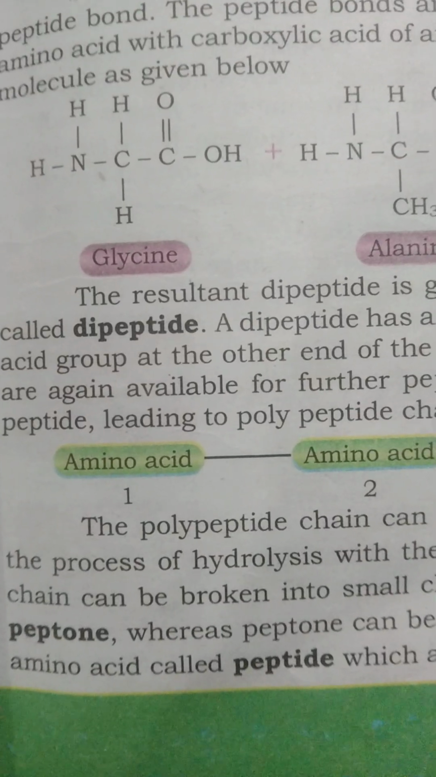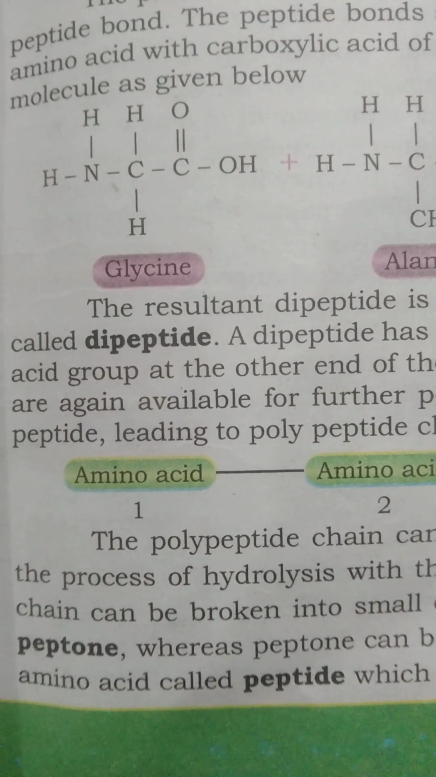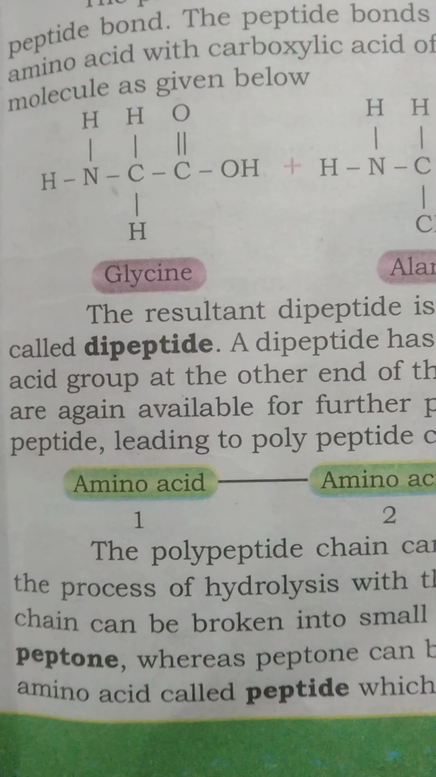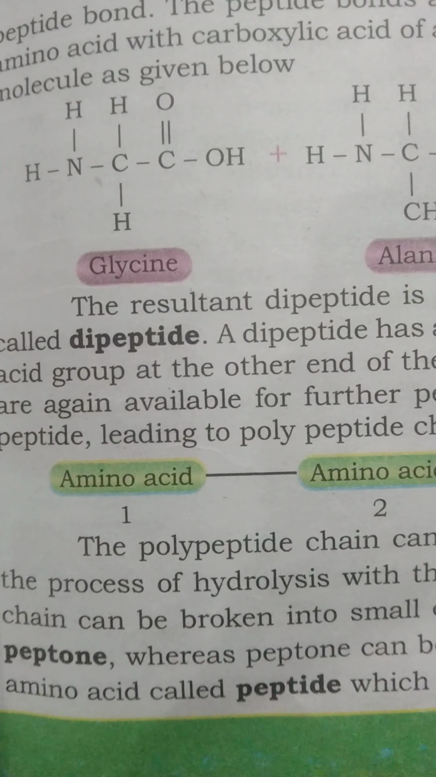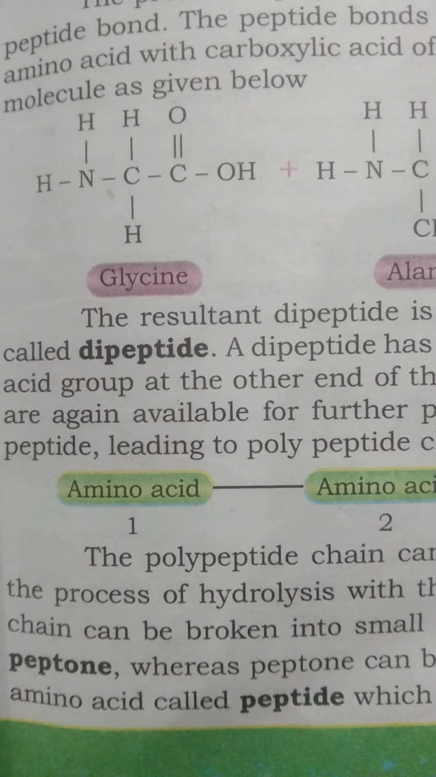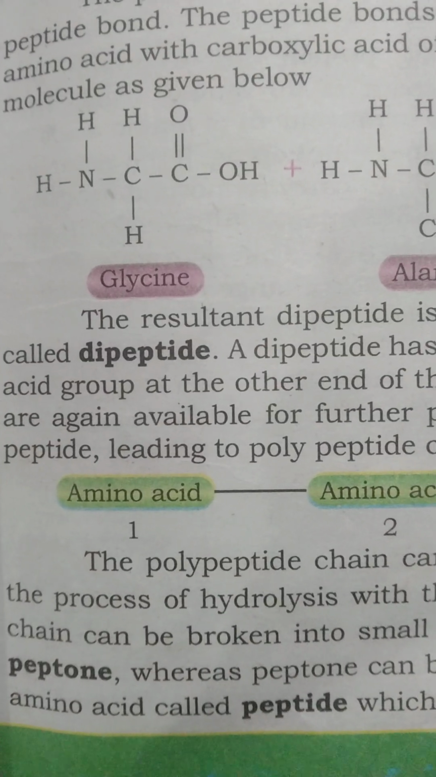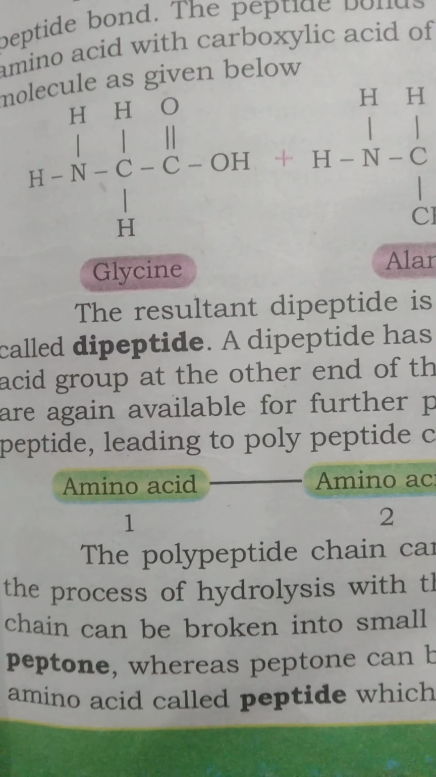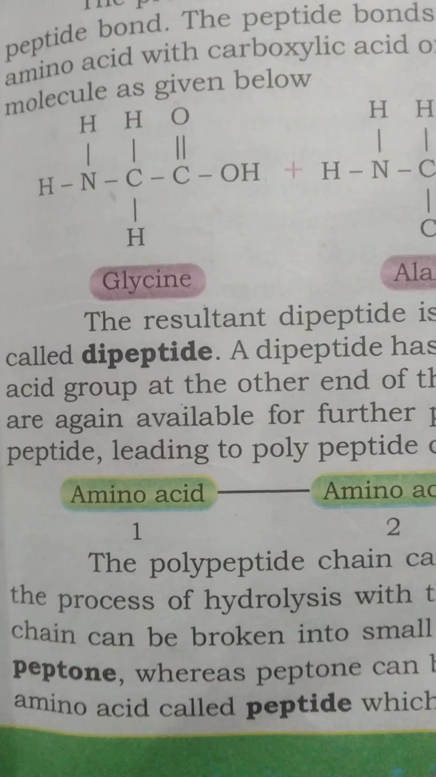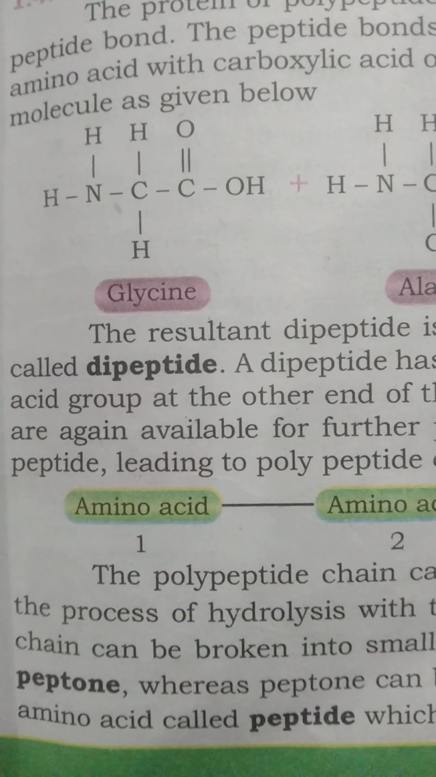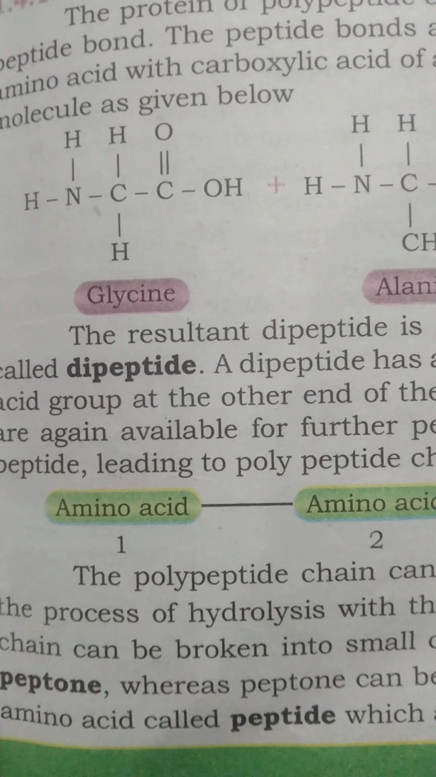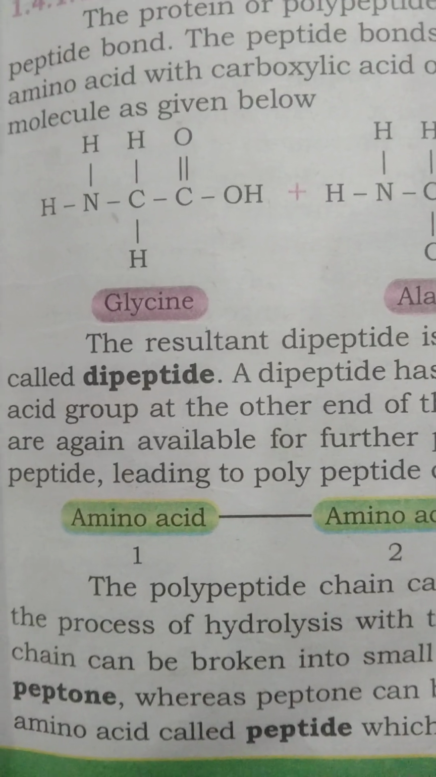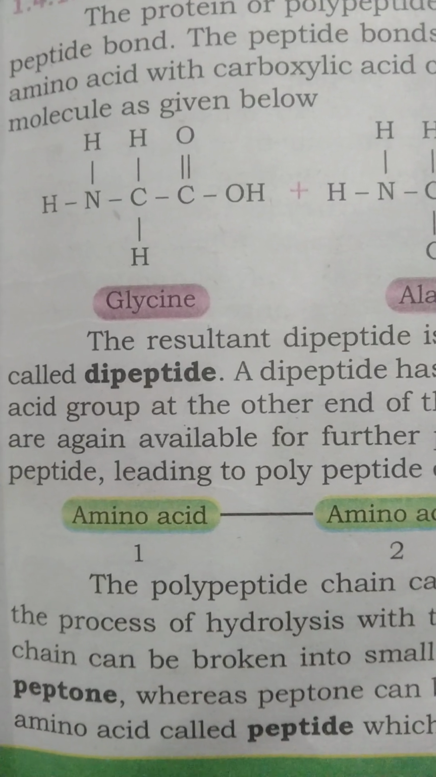Mostly this question or MCQ is asked: whenever the protein chain is broken down into a small chain of more than 10 amino acids, what is it called? It is called peptones. Whenever peptones can again be broken down into smaller units, they are called peptides, when further hydrolysis takes place.